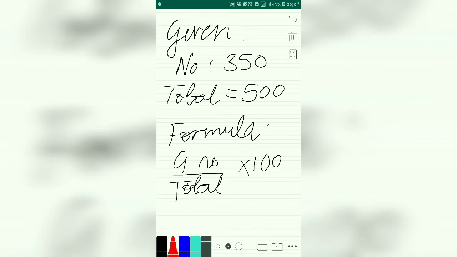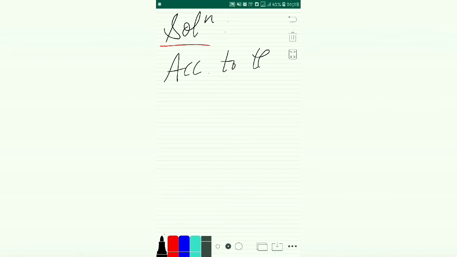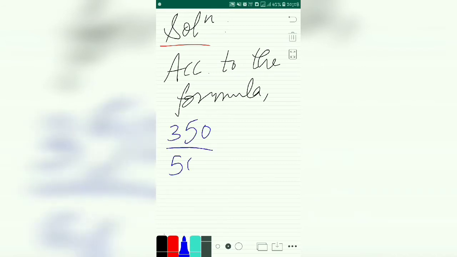After this you have to write the solution. That is, according to the formula, 350 upon 500 into 100 is equal to percentage.